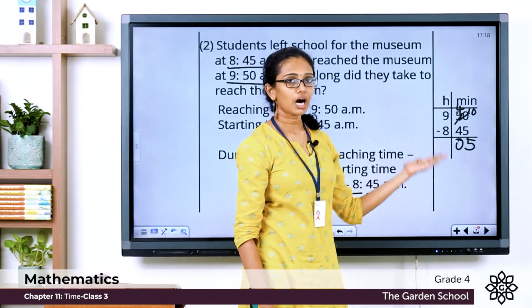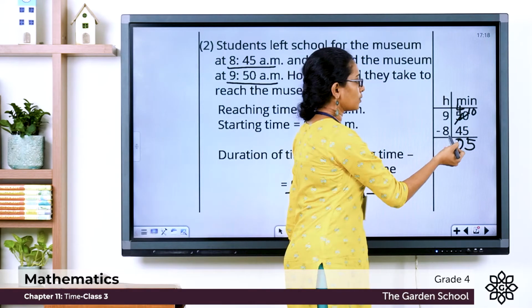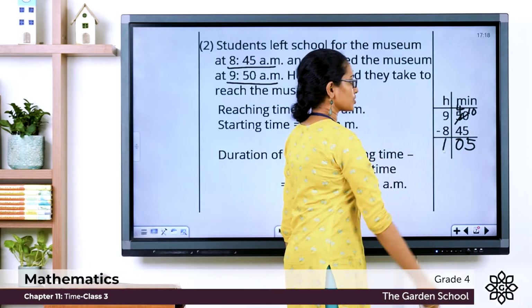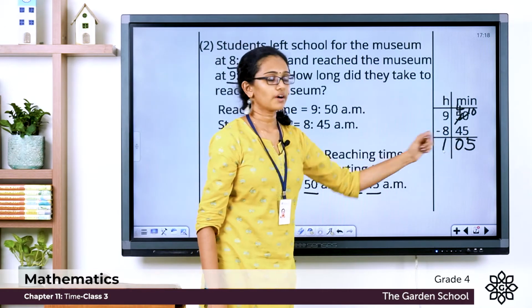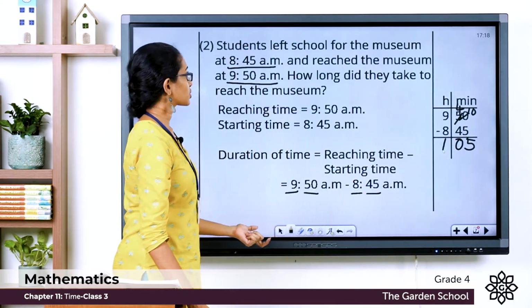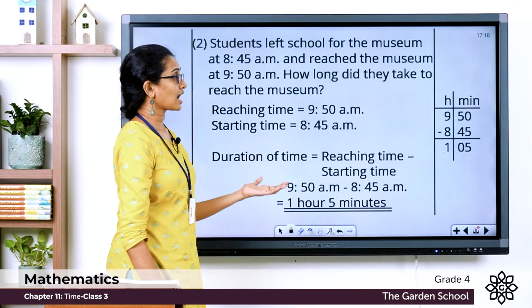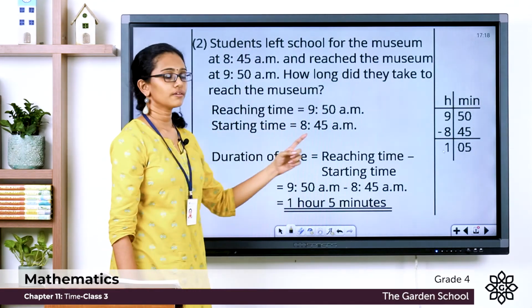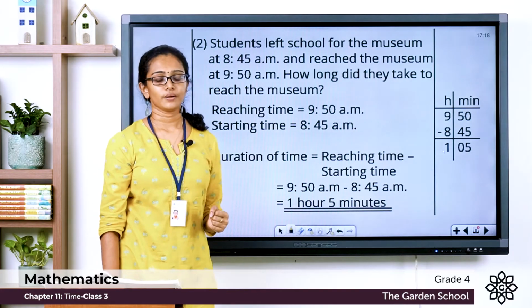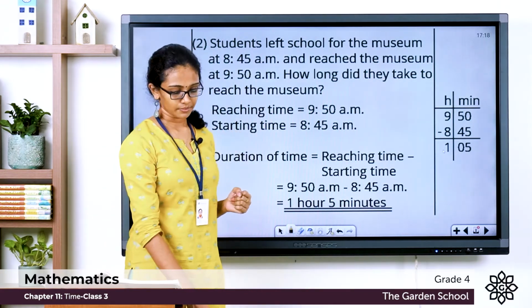Now moving to the hours column, we have 9 hours minus 8 hours, which is equal to 1 hour. So what is the difference? The difference is 1 hour, 5 minutes. So that is the duration that the students took to travel from the school to the museum. They took 1 hour, 5 minutes to reach the museum. Now let's see one more example.